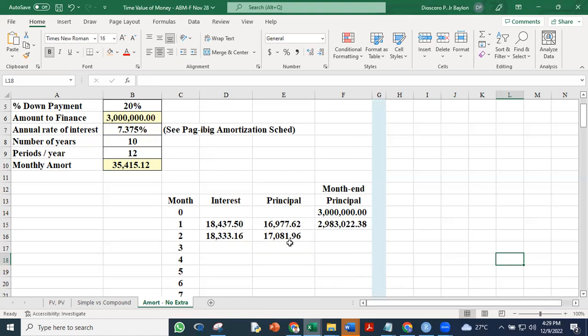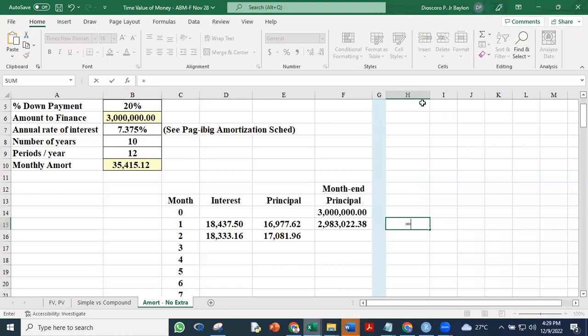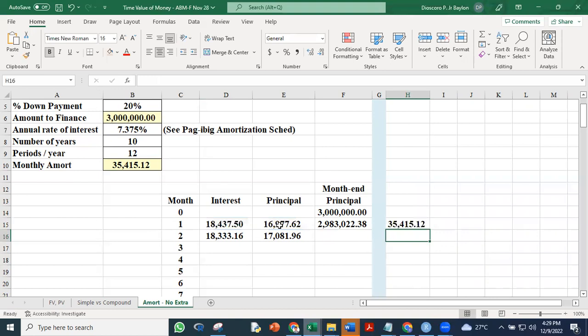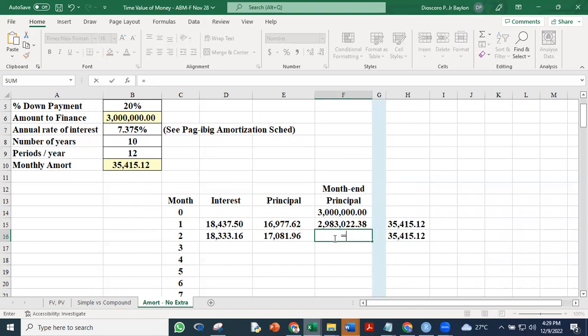So if you check this, let's just check. So this is equal to sum. You take note that the total amount paid is the monthly amortization. So it will always be the same. The total will always be 35,415.12. But a certain percentage of that will go to interest and a certain percentage of that will go to principal. Therefore, the month end principal will be the previous month end minus whatever was paid to the principal.